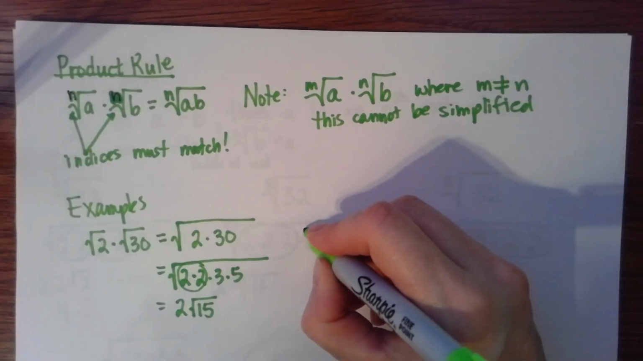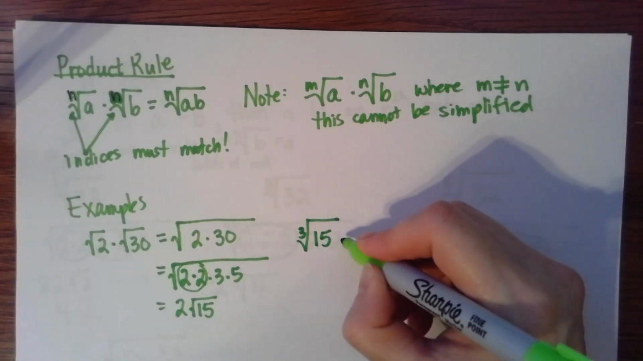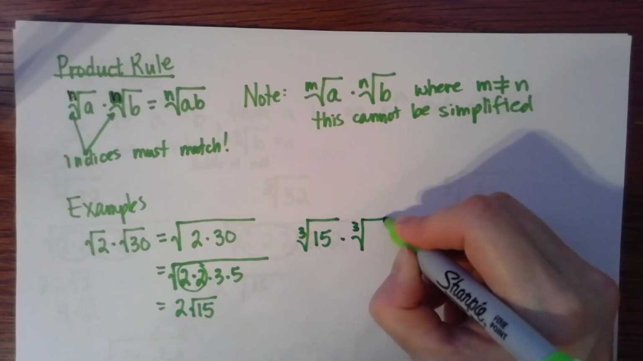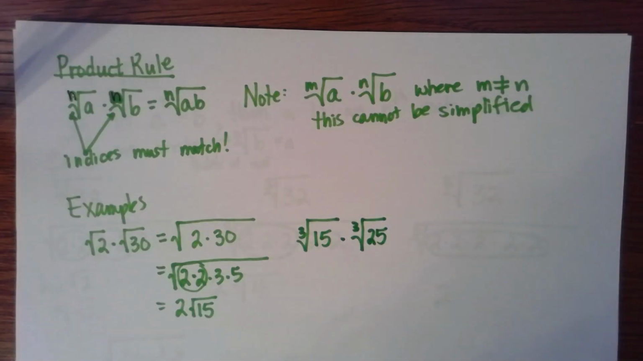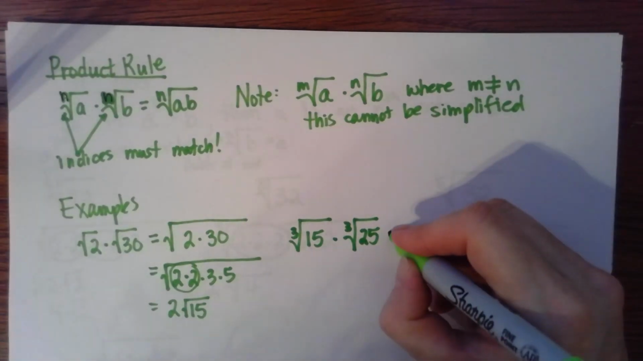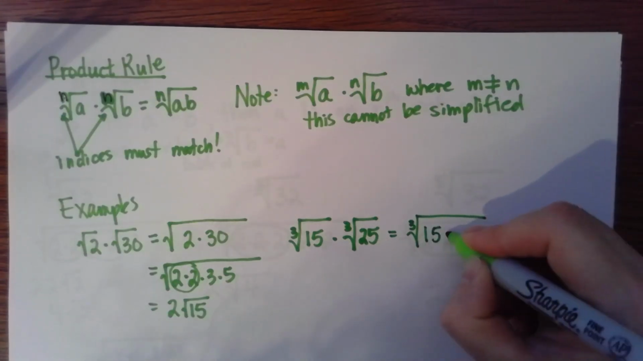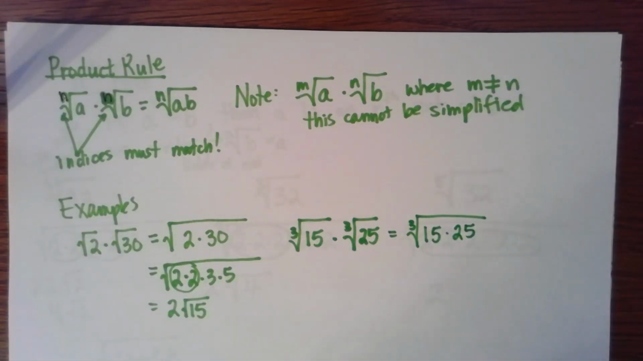Okay. Let's try a cube root. So let's say I had the cube root of 15, and I want to multiply that by the cube root of 25. The first thing I would ask myself is, do the indices match? 3 and 3. Yes, they're both the same index, so I can multiply them and put them under a single radical. So I'd have my 15 times 25 under there.